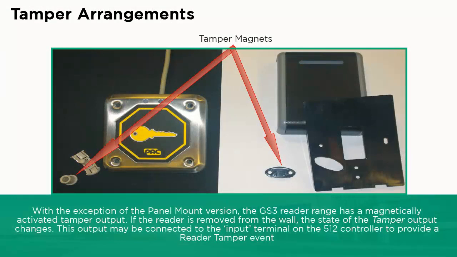With the exemption of the panel mount version, the GS3 reader range has a magnetically activated tamper output. If the reader is removed from the wall, the state of the tamper output changes. This output may be connected to the input on the 512 controller to provide a reader tamper event.